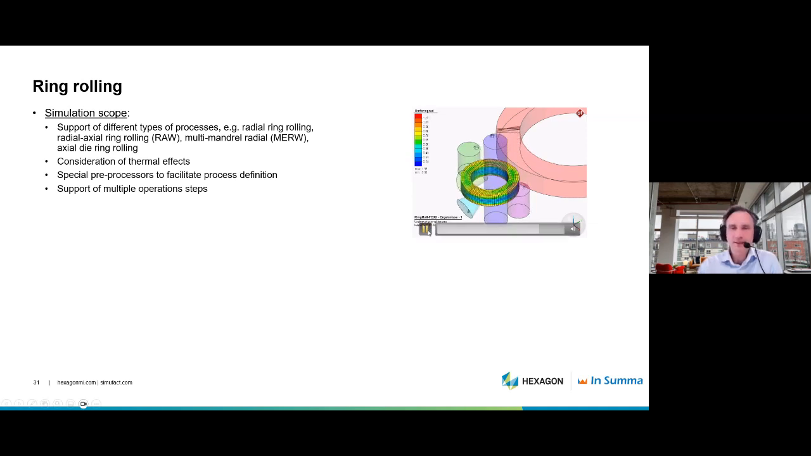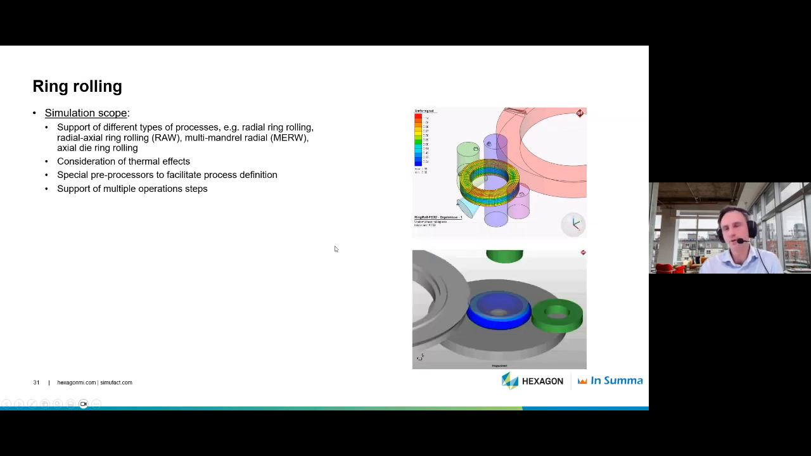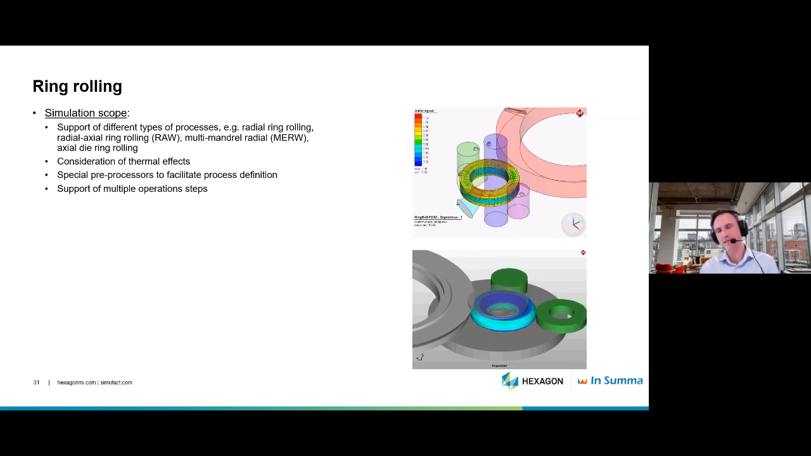You can also simulate this MRV type of process, multi-mandrel radial processes, where you have different mandrels with, again, very complex kinematics forming the ring on the outside and also on the inside, and also changing the diameter at the same time, so that you can get the final product using this technology. These rings obviously can be quite huge depending on the application.